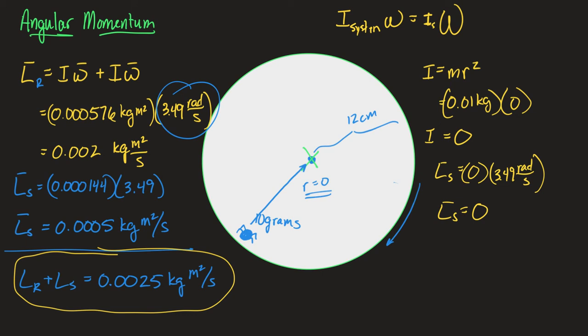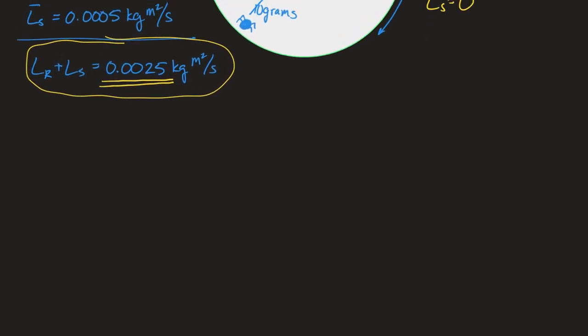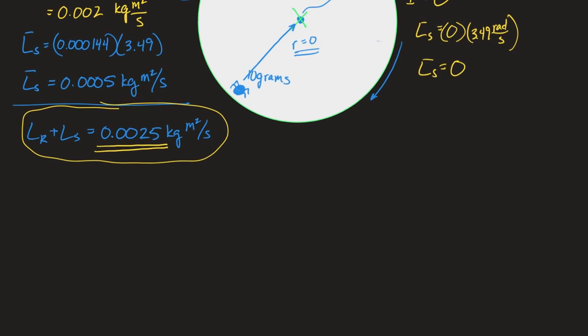But here's the thing. The angular momentum of the system has to stay 0.0025. Now, the moment of inertia of the record didn't change. All that changed was the moment of inertia of the spider. So if the spider walks to the center, the moment of inertia of the record plus the moment of inertia of the spider times omega has to still equal what it equaled before.